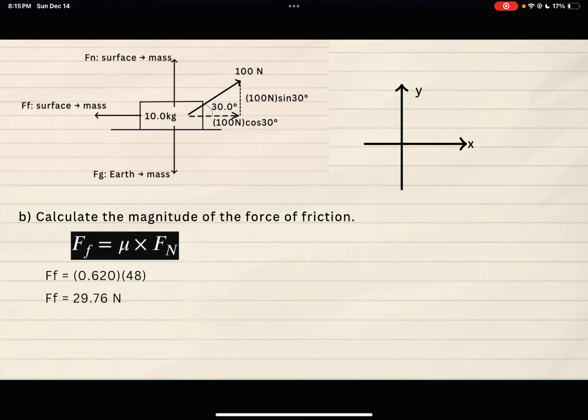Part B. Calculate the magnitude of the force of friction. The formula for friction is force of friction equals mu times normal force. We are given the coefficient of friction, which is 0.620, and normal force, which is 48 Newton. Therefore, force of friction equals 0.620 times 48 equals 29.76 Newton. So the magnitude of the force of friction is 29.76 Newton.